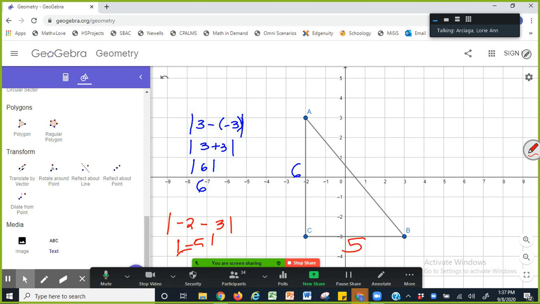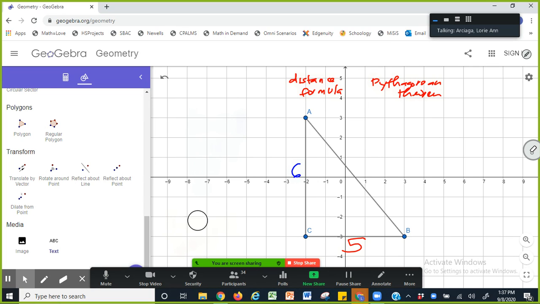So at this point, you can choose between two methods. You either use the distance formula, or just like what I mentioned last time, you can also use the Pythagorean theorem, whichever you find easier. They should give you the same answer. So let me erase this.